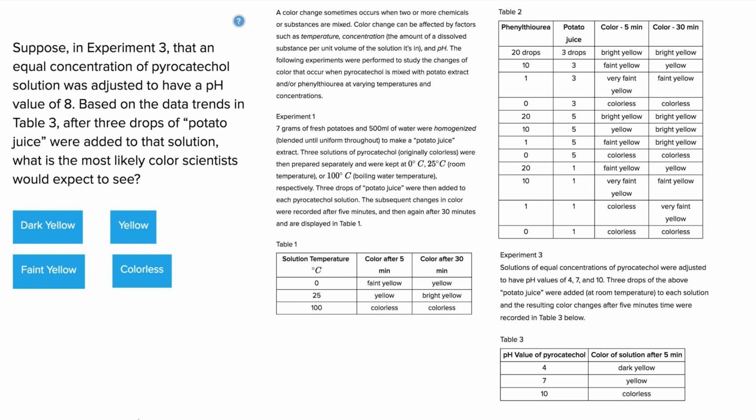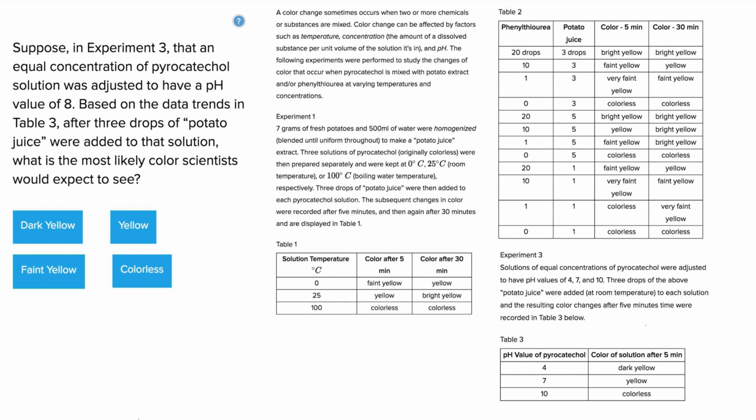In this question, we're asked to look at experiment 3. And we're given a new pH value of 8. And based on the experiment trends in table 3, we're asked to predict what the color of the pyrocatechol would be at a pH of 8.